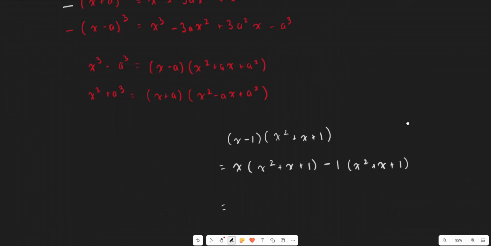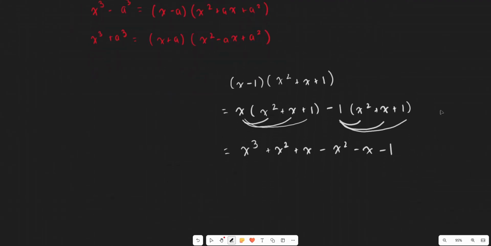Distributing the x between these three terms, we get x times x squared, which is x cubed, x times x, which is x squared, and then x times 1, which is positive x. And then here, multiplying the minus 1 times these three terms, we have minus 1 times x squared, which is minus x squared, negative 1 times x, which is negative x, and negative 1 times 1, which is negative 1.